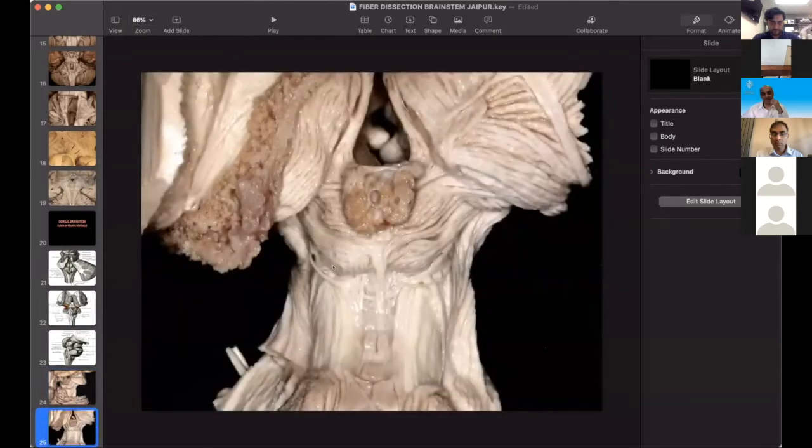Once you remove part of the cerebellum, now you can see how these things are related. We have here the inferior colliculus, trochlear nerve. These are the superior cerebellar peduncles. And then we have the dentate nucleus here and the other cerebellar nuclei which are related to this.